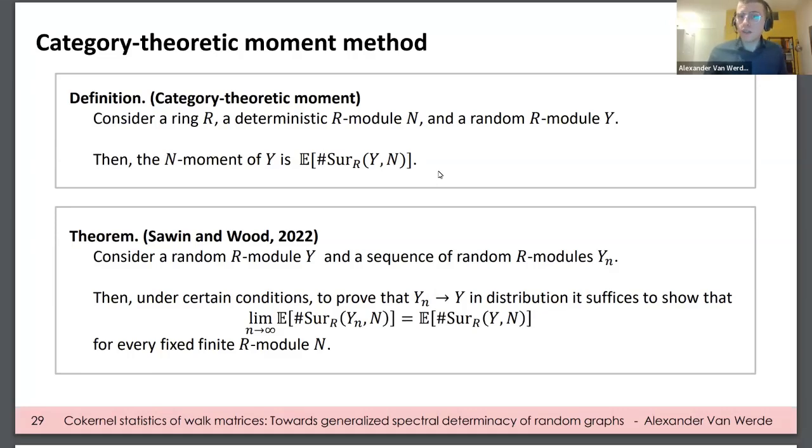And what we'll be interested in is to prove that these moments have nice behavior. And the key thing is that, one, that's going to be sufficient to study, and second, that's going to be easier than studying the distribution directly. Specifically, what I will rely on is a general purpose theorem due to Sawin and Wood, which is relatively recent, which makes that precise. This general theorem states that if you want to show that a sequence of random R modules converges in distribution, then under certain conditions, it is sufficient to show that the associated moments converge for every fixed R module n.